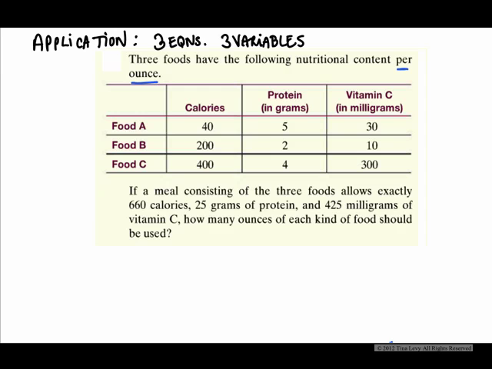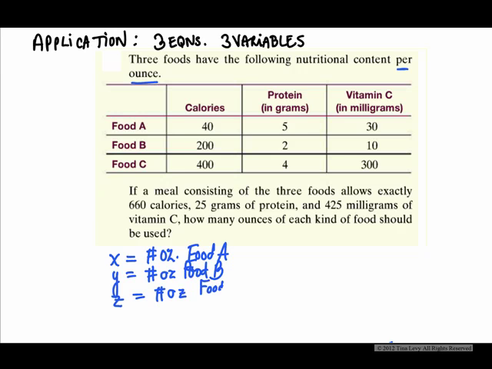Because we're going to do 3 equations with 3 unknowns, we're going to choose X, Y, and Z. So we will let X be the number of ounces of food A. We'll let Y be the number of ounces for food B. And we'll let Z be the number of ounces for food C.